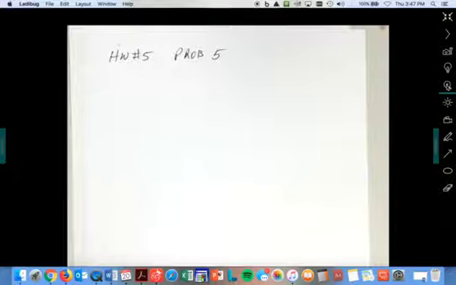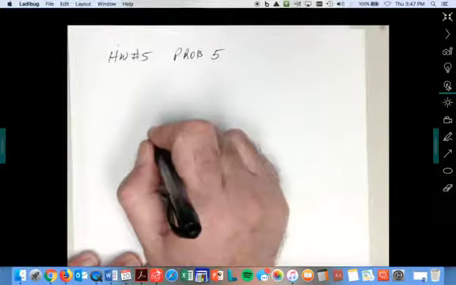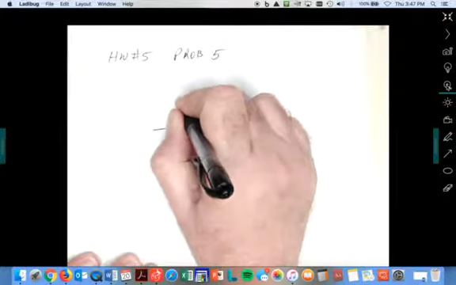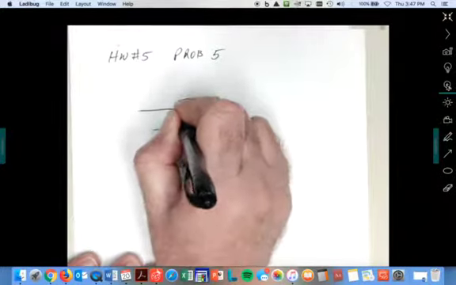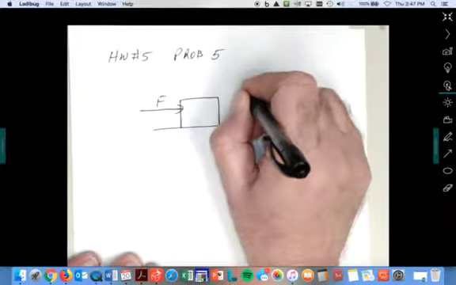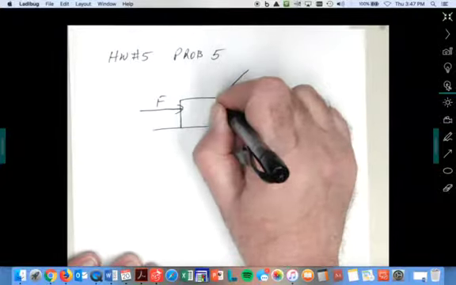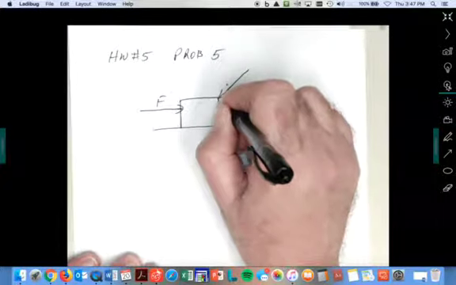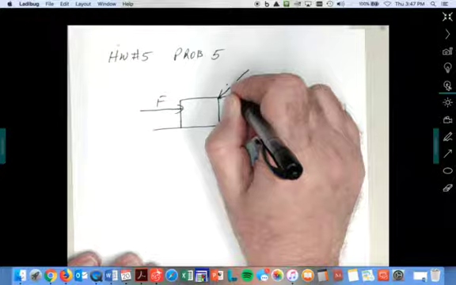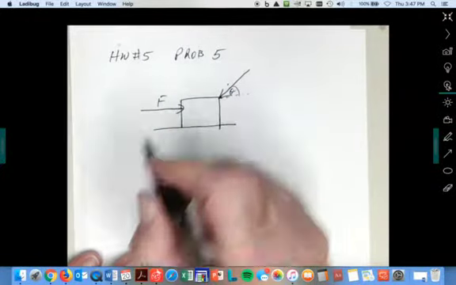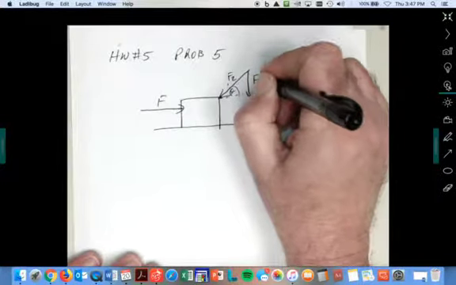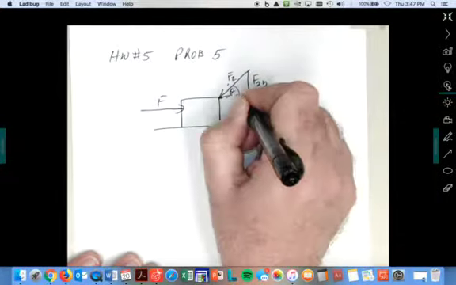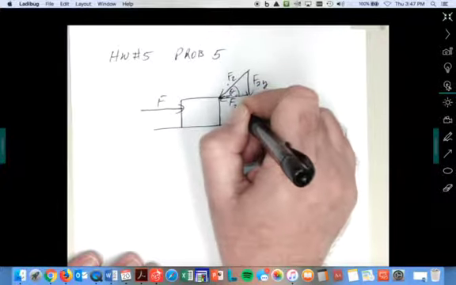All right, so problem 5. Here's what's going on. Piece of cake. We've got this. We have F1 going like this. We have F2 coming down like this at an angle. Okay, here's the angle theta. Right away, I'm going to break F2 into its two parts: F2y going down, F2x going that way.